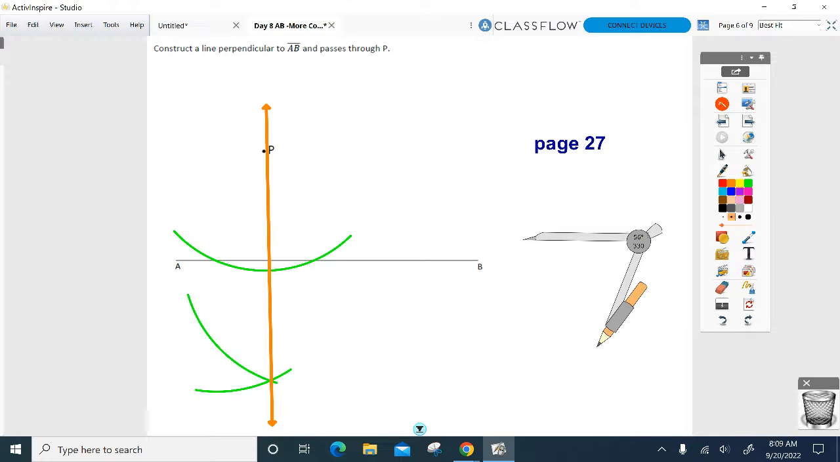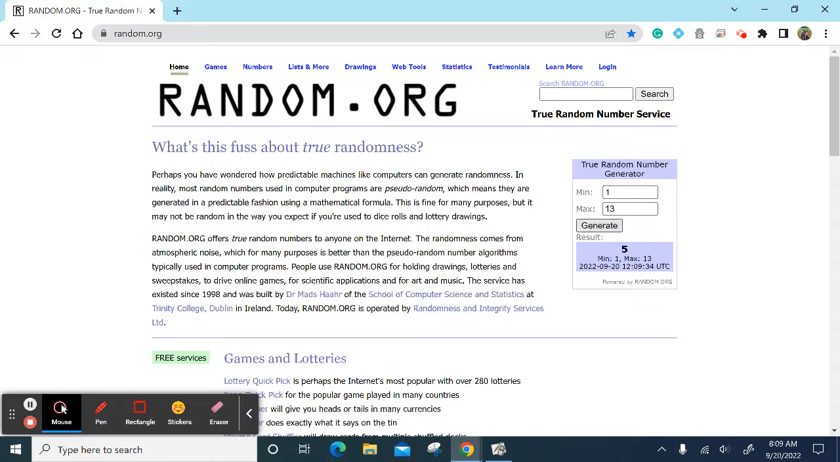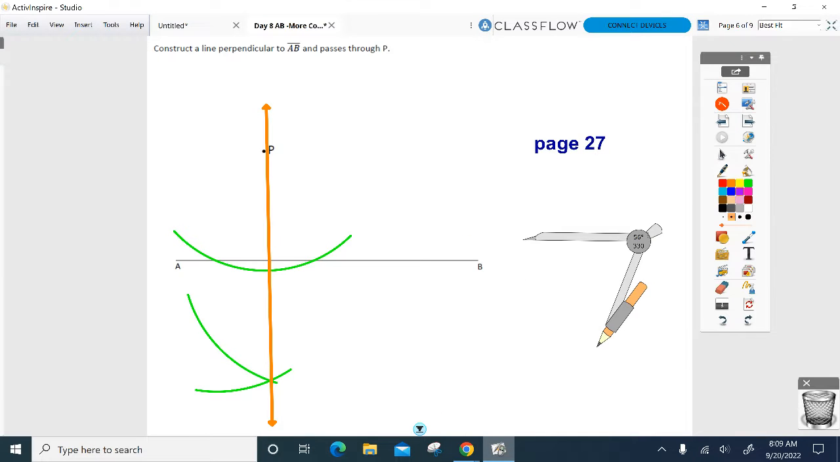Missing something though. What's got to go on my diagram? Hash marks? Okay. Did we do anything with the word bisects? Nope. So I don't need hash marks. I did do something with this word though. I made a perpendicular line. Oh, 90 degrees.